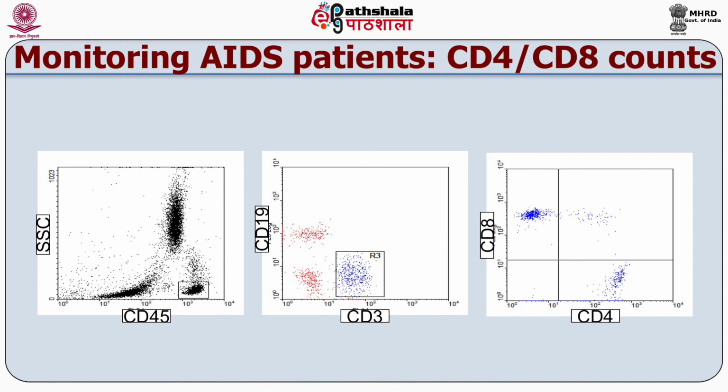and this plot shows the CD3 positive blue colored T cells which have been further identified into the CD4 positive and CD8 positive cells. The flow cytometry can not only identify them but also quantitate them.